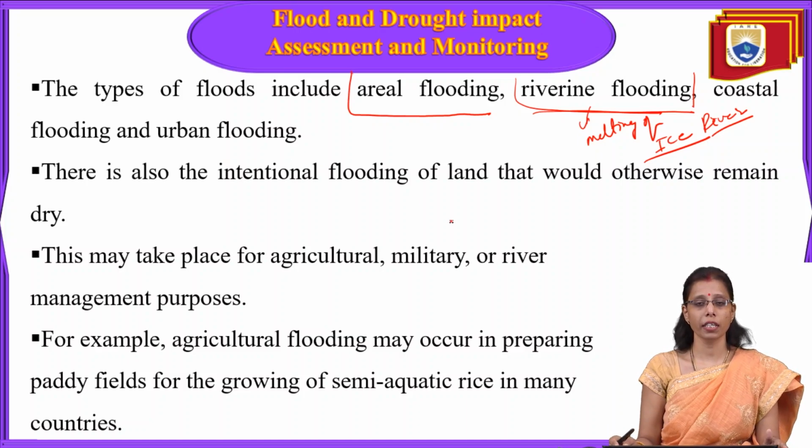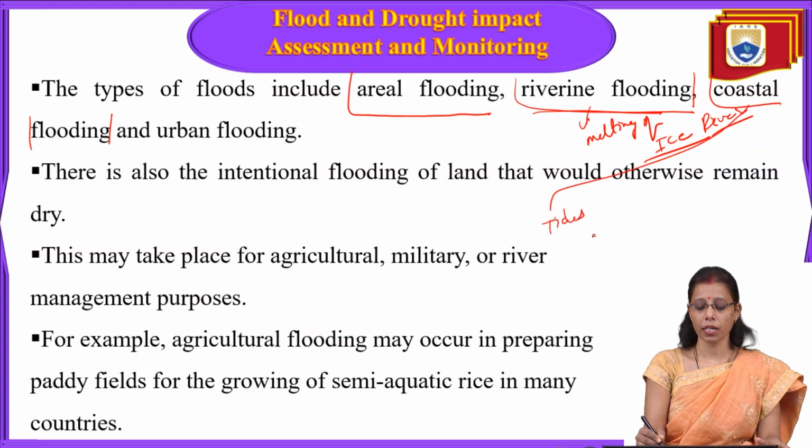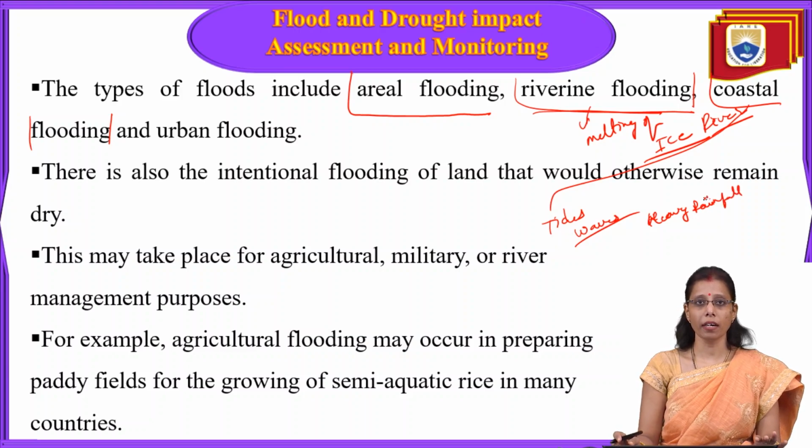So what is coastal flooding? Wherever the coastline is there, the flooding will occur in the coastal regions wherever the tide has occurred. So this will happen in the coastal region. The reason here is due to the tides, okay? Tides or waves or heavy rainfall, which has occurred there. So due to that, this coastal flooding will occur.